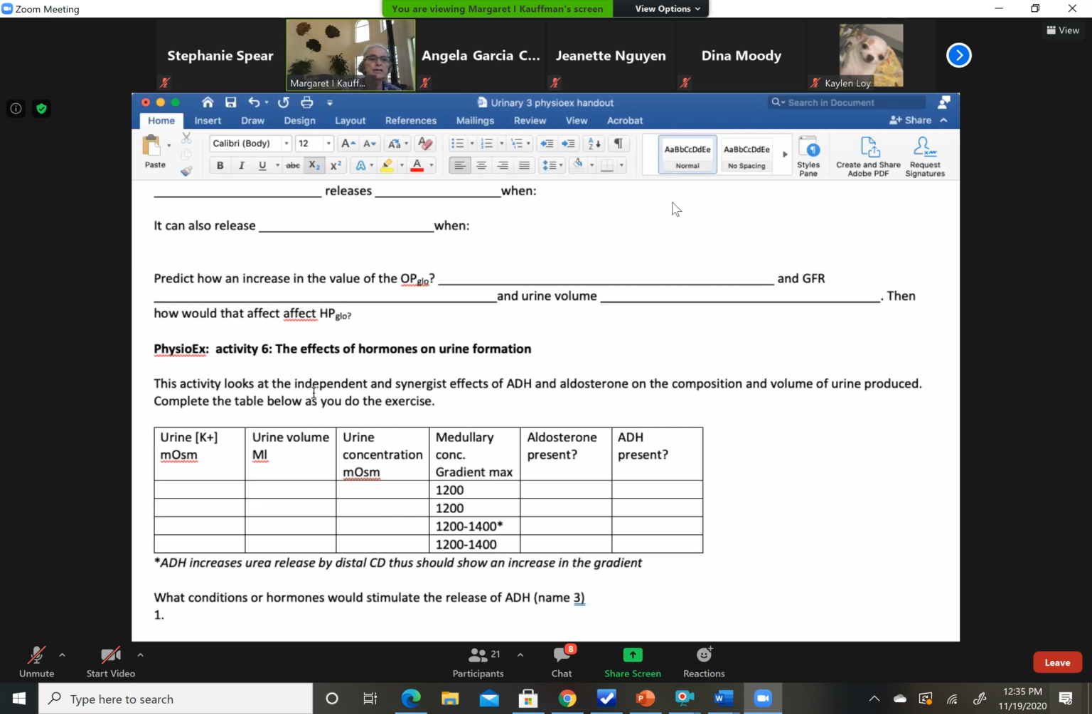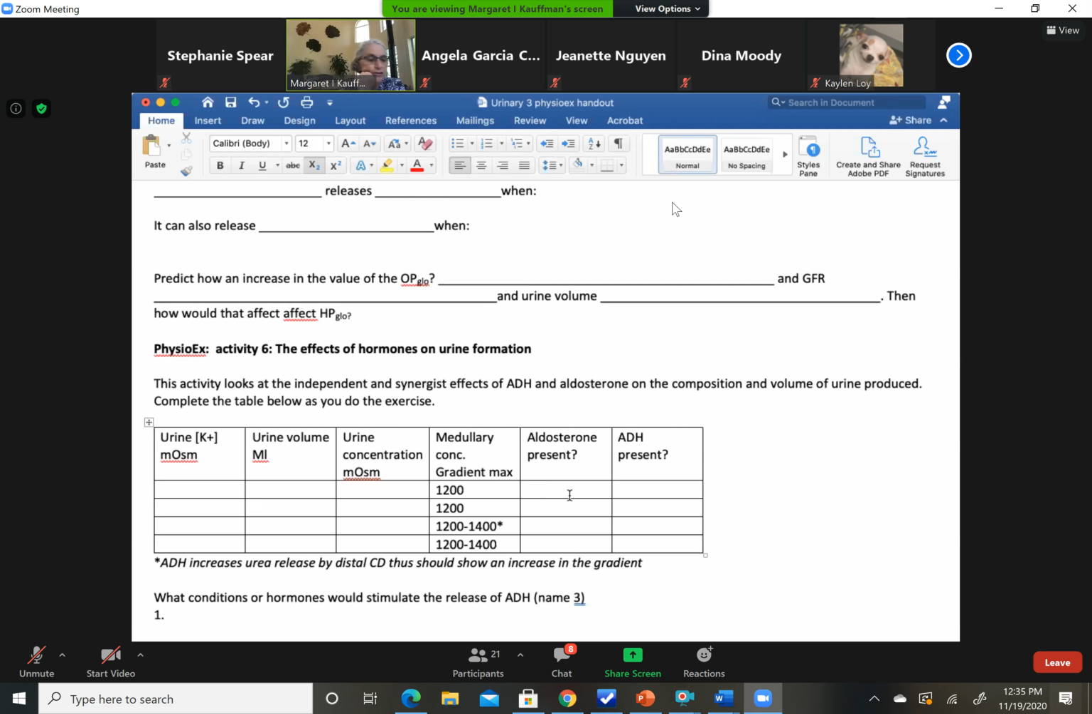It also says it doesn't try to see if there's any interaction, because whenever you move more sodium, you move more water, as long as ADH is present. So it doesn't try to do that. I'm sorry, it does try to do that. I should have read this carefully again before we started. So it looks at the independent and synergistic effects of ADH.